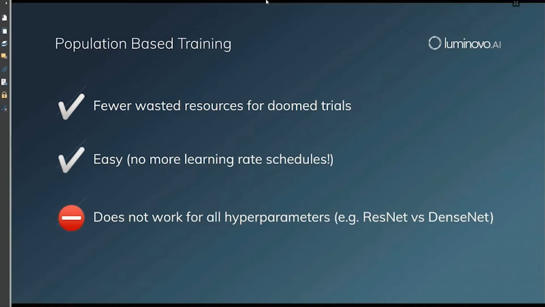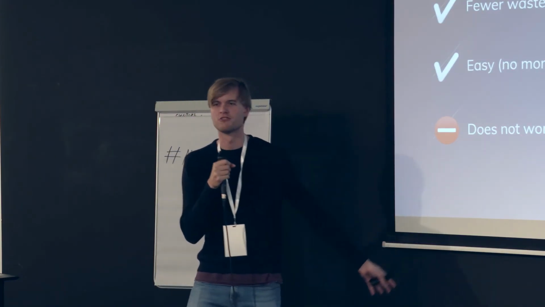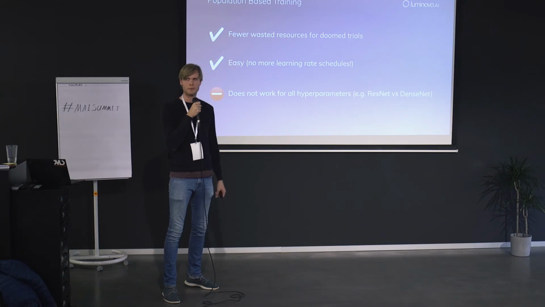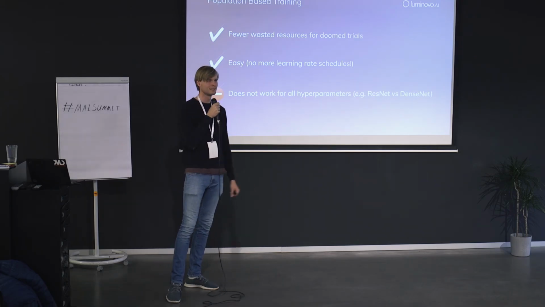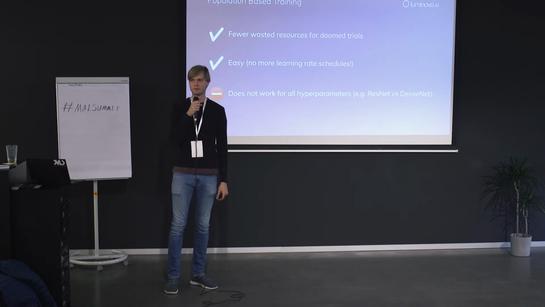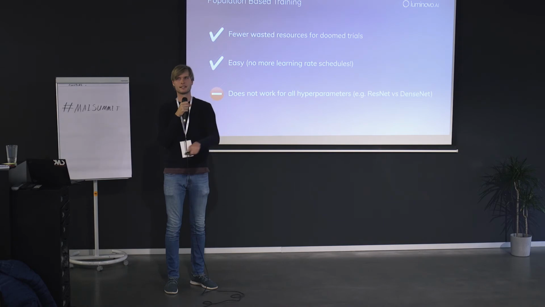So if we quickly look at the things, we have fewer wasted resources for doomed trials. This is what I was doing manually back then. I just didn't want to have my gradients explode and then machines running where the one crashed and there's basically an empty idle GPU that I'm not using at all. It's easy. One of my favorite things about PBT is that you don't need learning rate schedules anymore. Because this is exactly what PBT can do for you, for these kind of dynamic parameters like a learning rate. It can find a schedule for you.